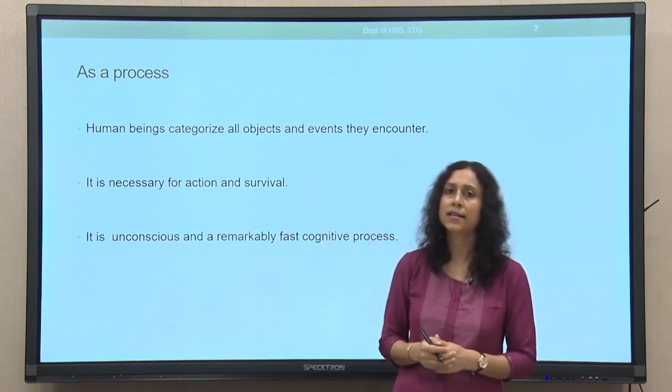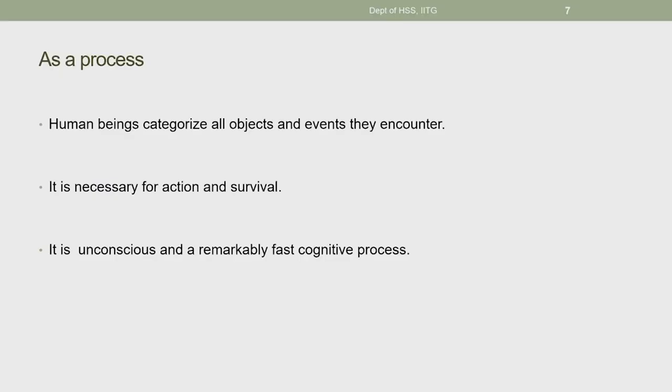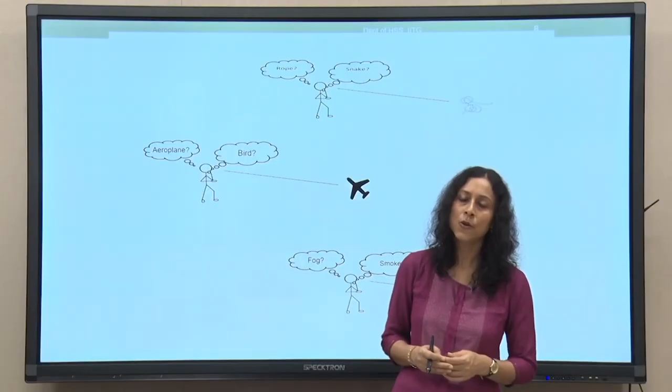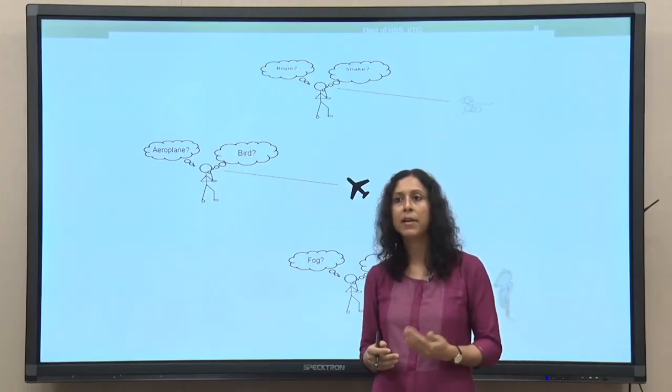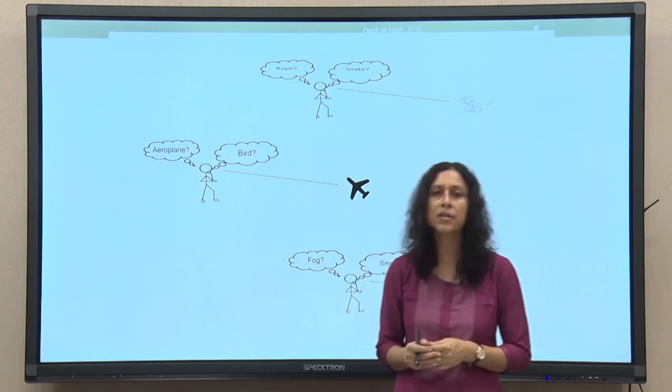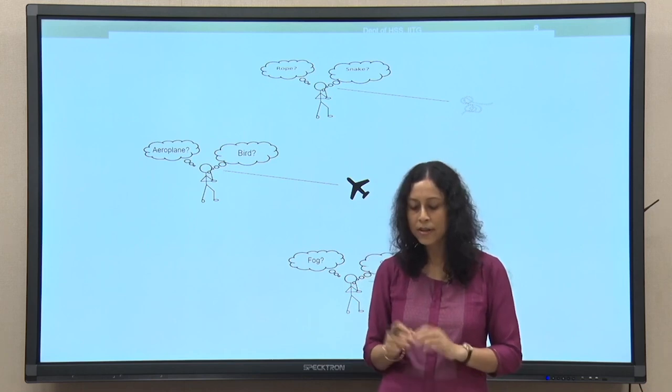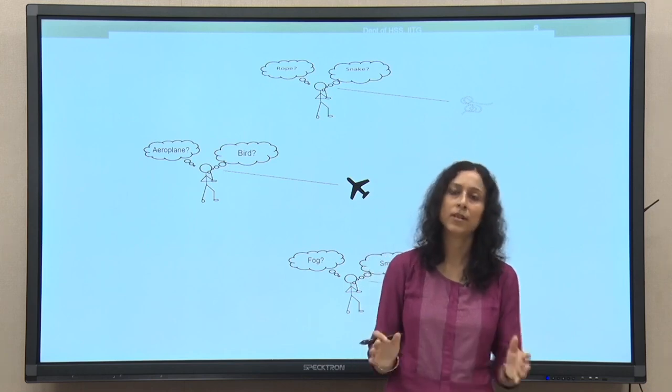As I said, it is an unconscious process and a remarkably fast cognitive process. Remarkably, in this course we will see that most of the processing timings we will be looking at are in milliseconds. So, that is what we mean by a remarkably fast cognitive process. The moment we see something, before we realize, we have already decided what it is.